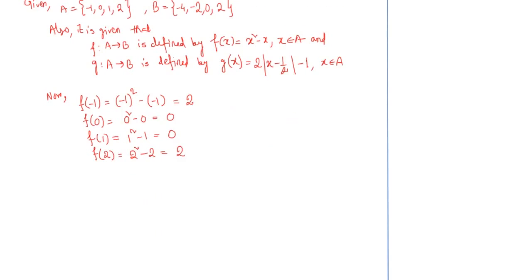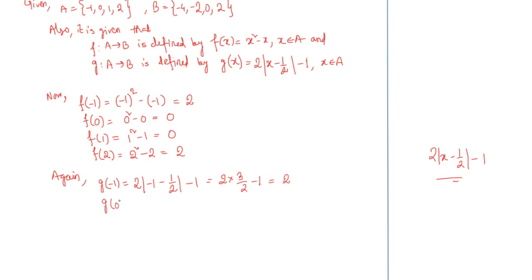Now again we will be checking the function g in the same way. g of minus 1, what we get by definition, since g of x is 2 into modulus of x minus half minus 1, so it is 2 into modulus of minus 1 by 2 minus 1, that is equal to minus half minus 1 by 2 gives you minus 3 by 2. If you take modulus, it will be 2 into 3 by 2 minus 1, and that will be giving you 2. g of 0 will be 2 into modulus of 0 minus half minus 1, that will result in 1 minus 1, and that will be equal to 0.